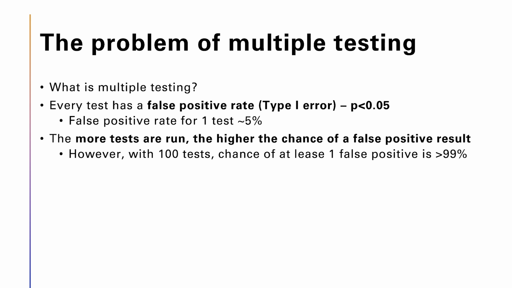To illustrate this point, if we conduct 100 independent statistical tests for hypotheses that are known to not have any real effect, there is a greater than 99% chance that at least one of the tests will produce a false positive finding.